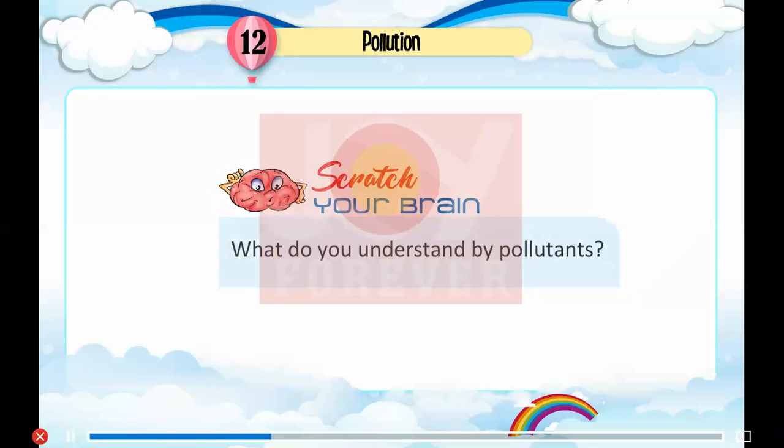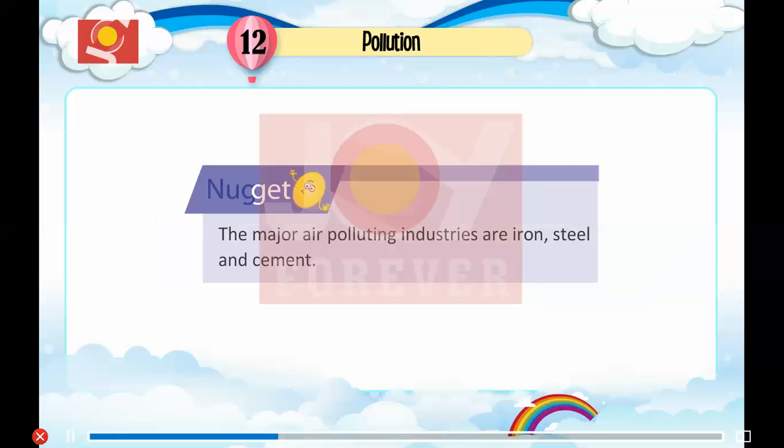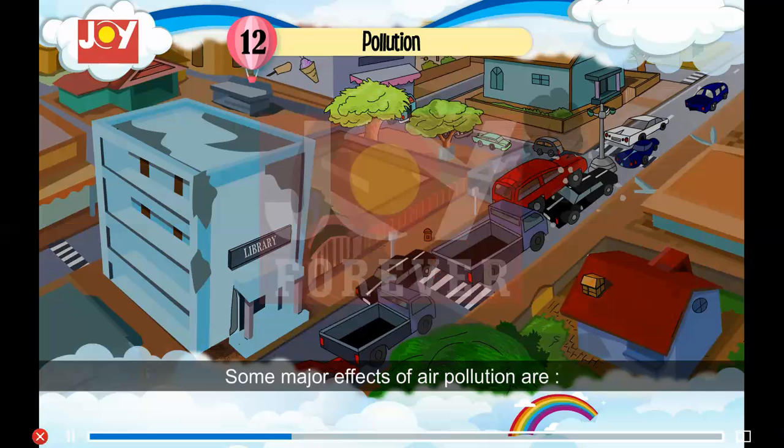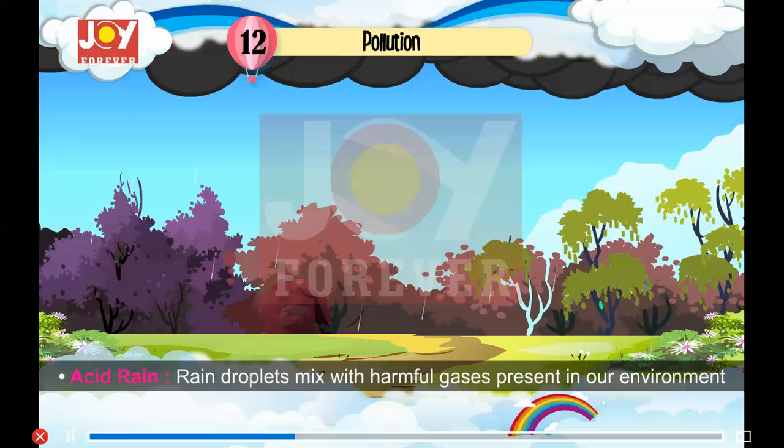Scratch your brain. What do you understand by pollutants? Nugget. The major air polluting industries are iron, steel, and cement. Some major effects of air pollution are: 1.